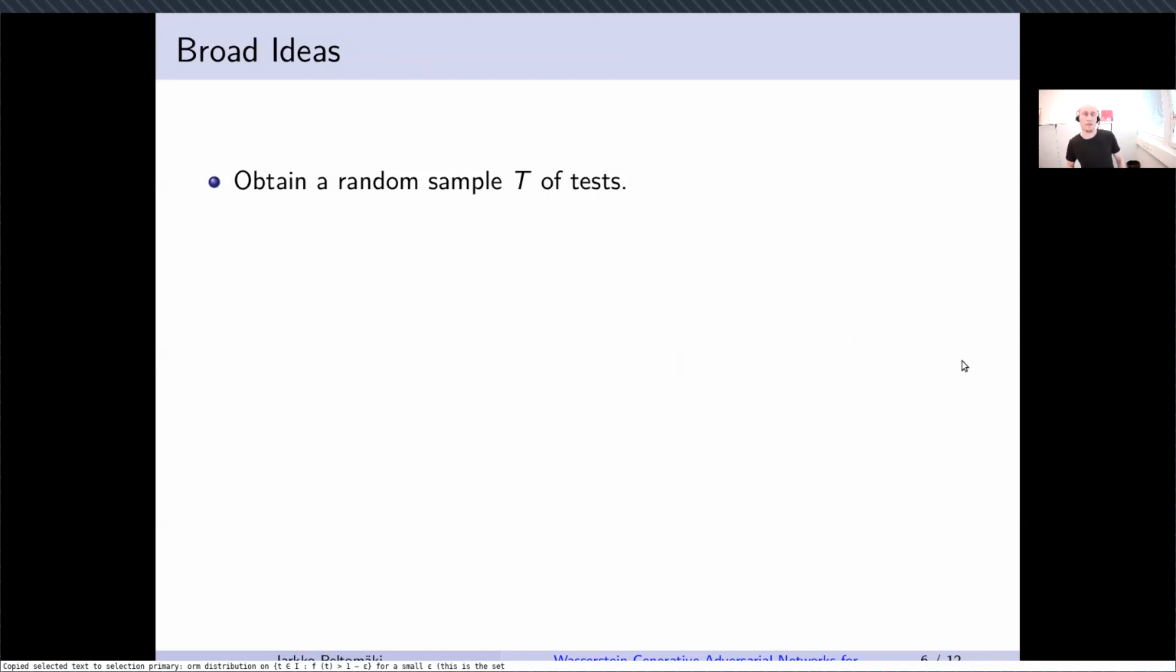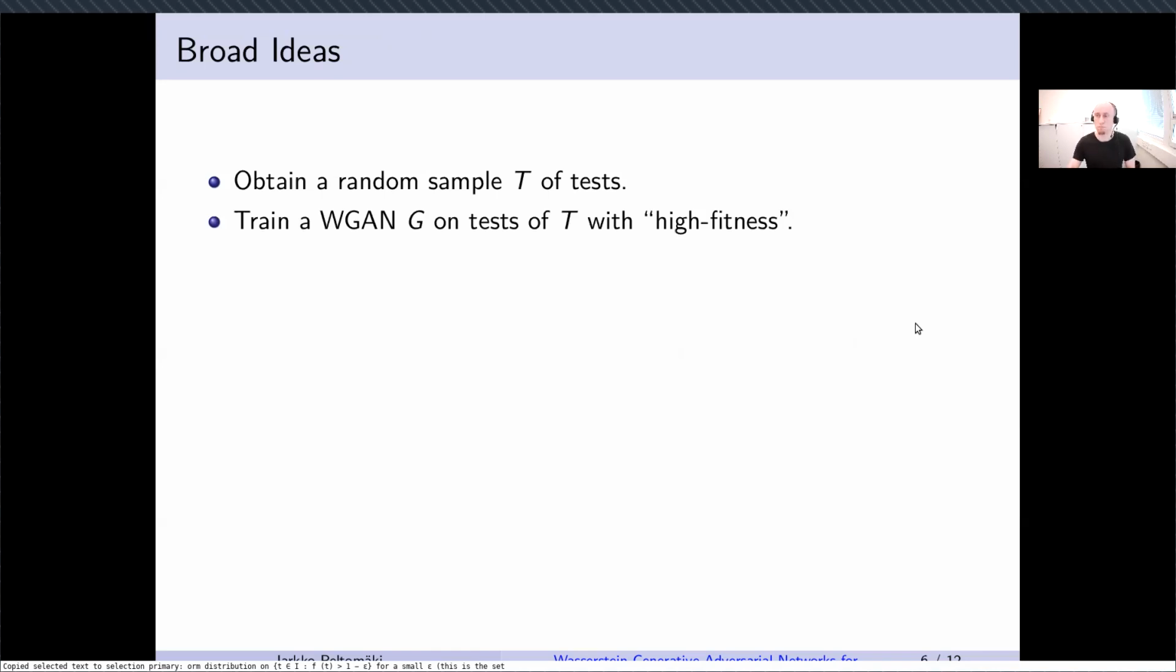Let me first explain some broad ideas of how this is done. So first we obtain some random sample of tests. Then we train a Wasserstein GAN with these tests. We can do it now that we have data. We don't use all of the data necessarily. We just use high fitness tests from the random sample, whatever high fitness means.